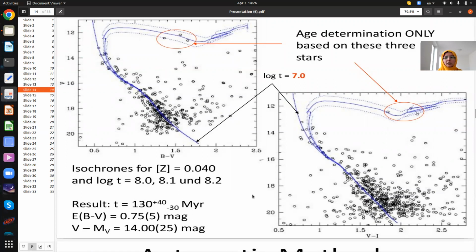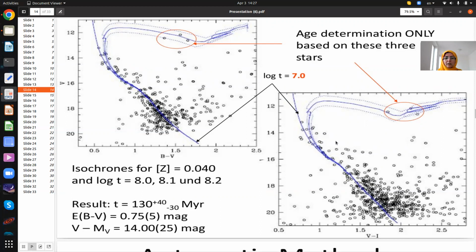Here, age determination is only based on these 3 stars. For example, we have isochrone and main sequence. If these 3 stars belong to this cluster, the isochrone should fit them. If not, the isochrone won't fit these 3 stars.